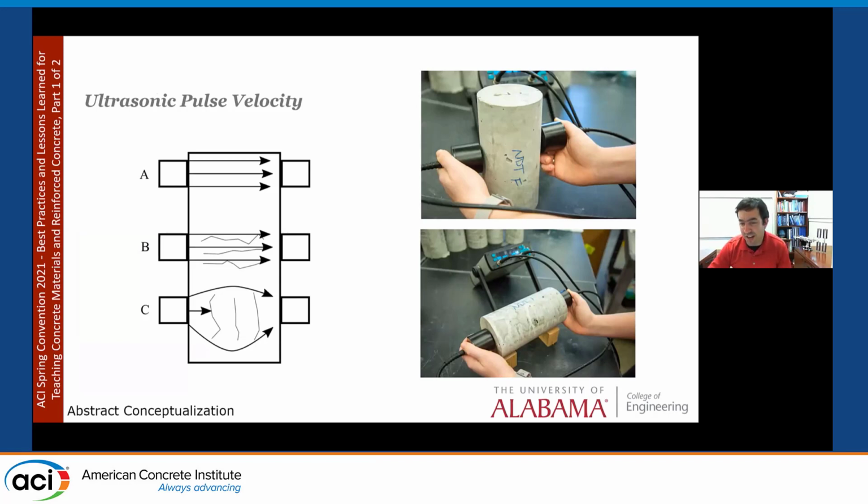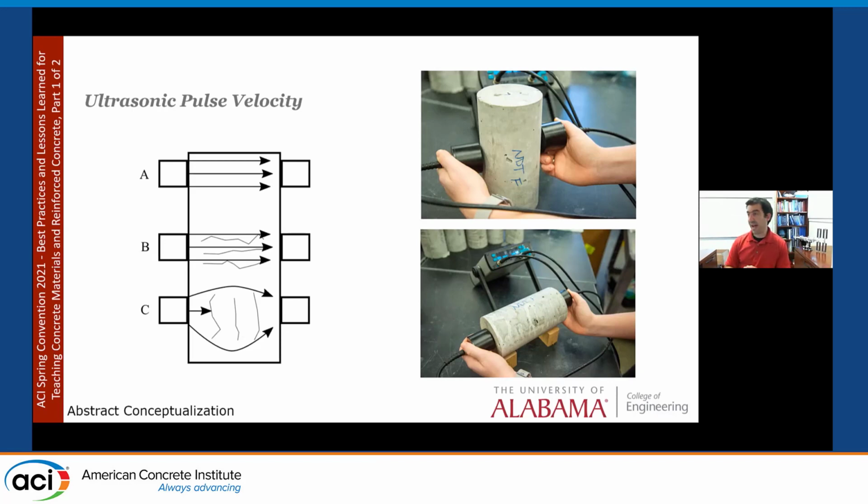Next one, ultrasonic pulse velocity. Again, another simple NDT technique. But when we are going to use it in this learning environment, we can actually do some cool things with it. So the transducer sends, in this case, a 54 kilohertz pulse through the concrete. You pick up how long it takes to go from one transducer to the other. You calculate velocity because you know the distance, and you can estimate modulus and compressive strength from that.